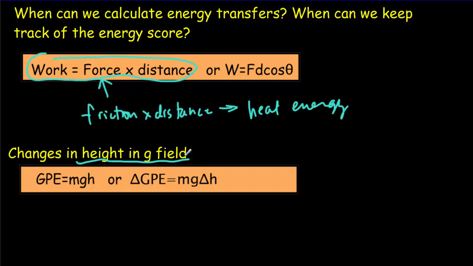A second area that we can keep track of our energy has to do with the height energy, the gravitational potential energy. The higher something is above the ground, the more gravitational potential energy it has, and we can keep track of that quite easily. Now, usually what we'll do is talk about an absolute gravitational potential energy, mgh, but it's really the change in gravitational potential energy that's important.